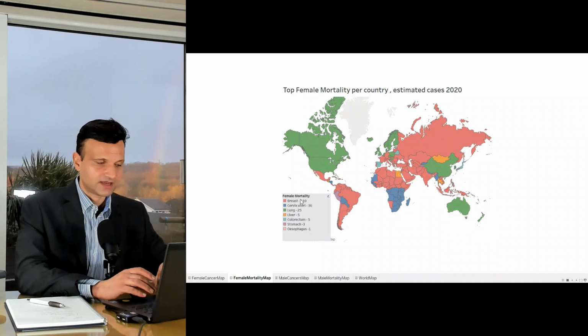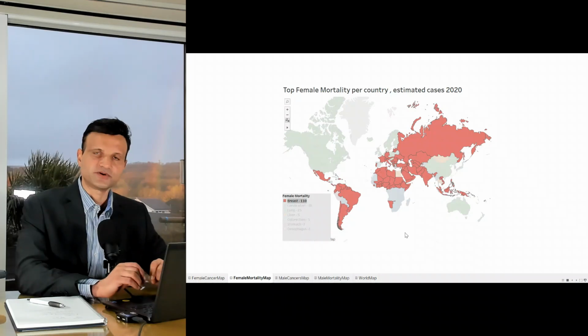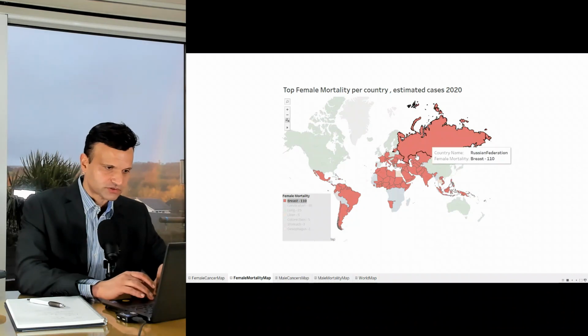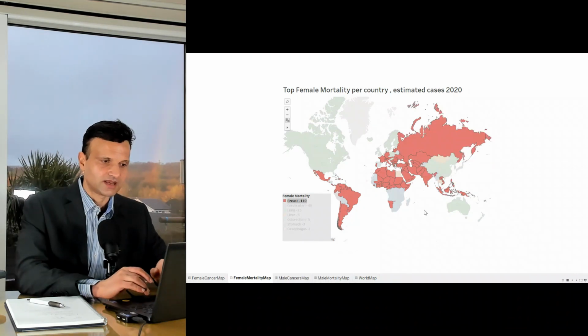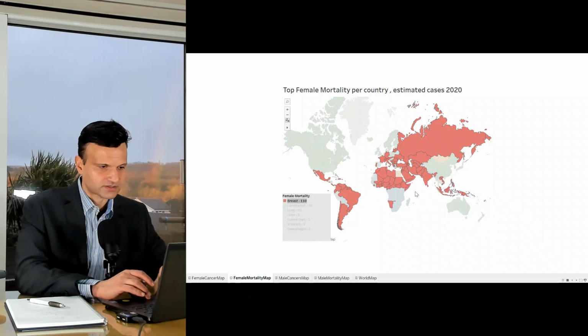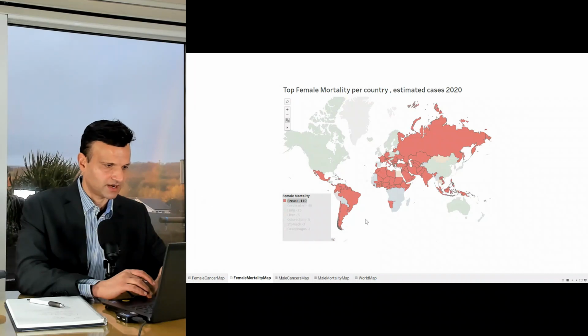After the cancer cases, let's look at the cancer mortality in female patients. Top of the list again is breast cancer. Out of 185 countries, in 110 countries the top reason of mortality due to cancer is breast cancer. Most of the countries are in Asia, then some countries of North Africa, then a few countries in South America.